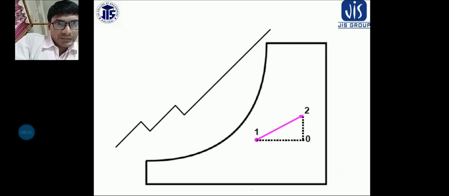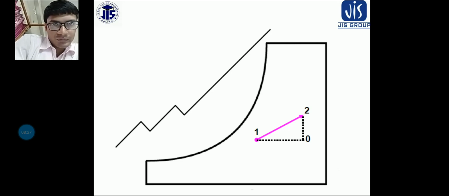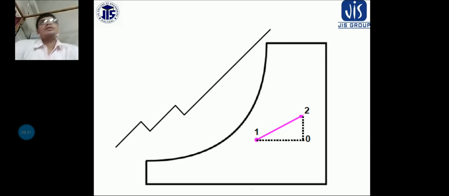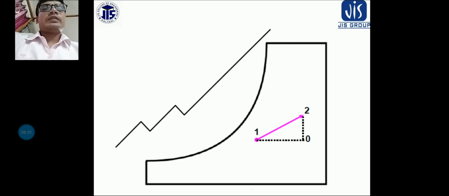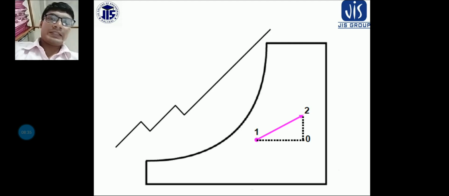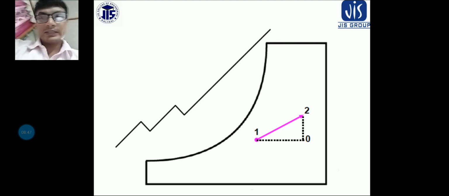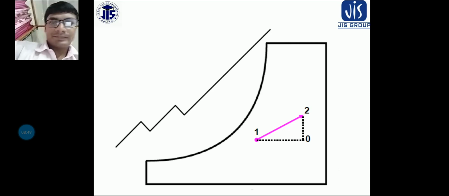So directly I can draw the 1 to 2 process as a straight line. But the phenomenon occurring is that first of all it is taking some sensible heat, raising the temperature, then it is taking some latent heat, and it is changing its phase. So this is all about the heating and humidification.